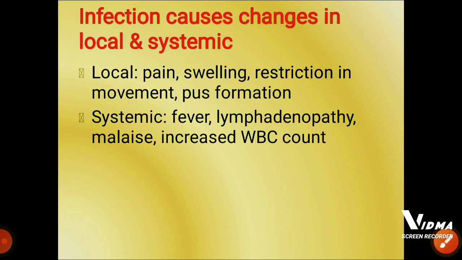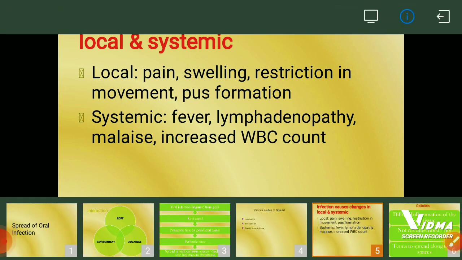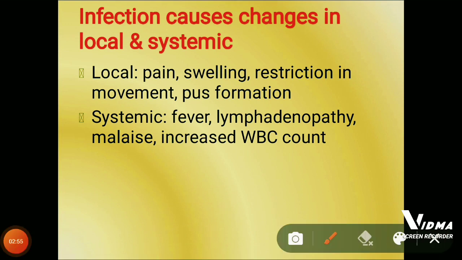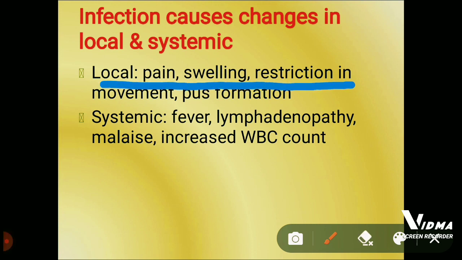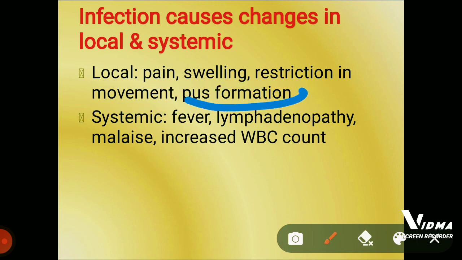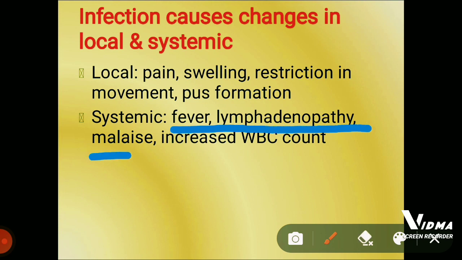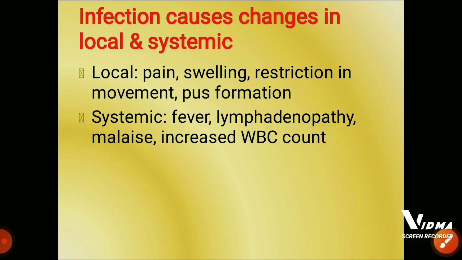Then infection causes changes, local and systemic. It means the infection happens, gets converted into local infection, then systemic infection. In local infection we have pain, swelling, restriction in movement, and pus formation. The very important point here is the pus formation. The pus formation happens in the local changes. Systemic: fever, lymphadenopathy, malaise, and increase in blood count take place.